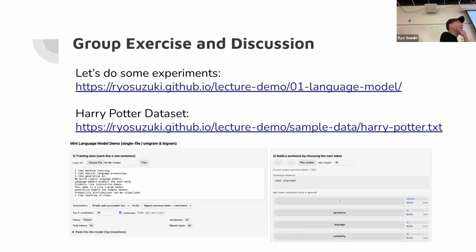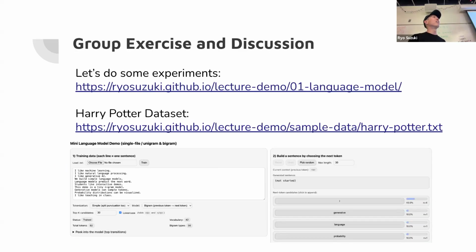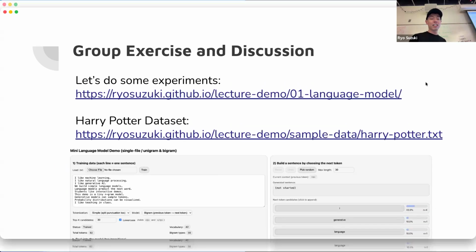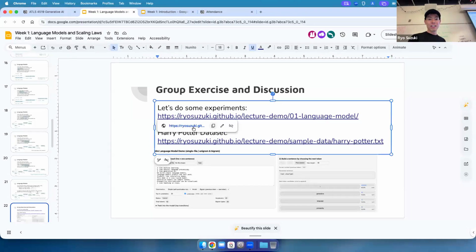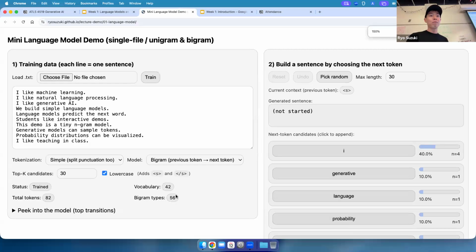In this case, this is the theoretical one, and then I also want you to try it out by yourself. This is interactive learning material, by the way, which I vibe-coded in a couple of minutes. This is the bigram model. Here are the training data sets. I like machine learning, I like natural language processing, I like generative AI, and so forth.